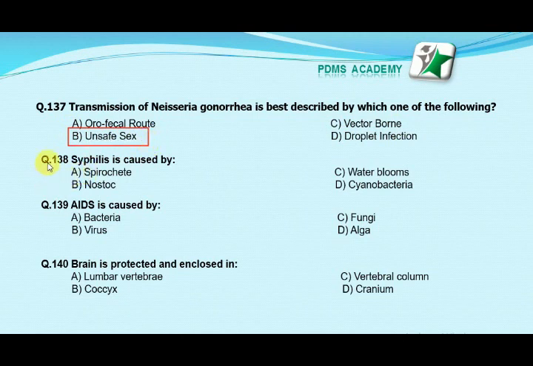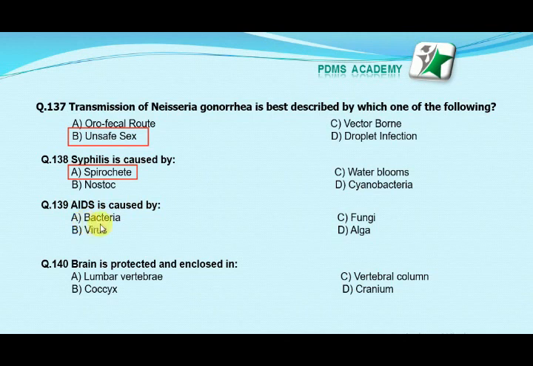Our next MCQ is: syphilis is caused by. Option A, spirochete. Option B, Nostoc. Option C, water balloons. Option D, cyanobacteria. Our correct answer is A, spirochete.